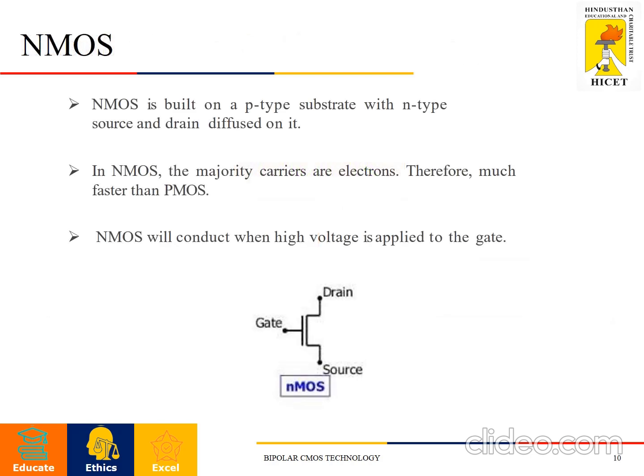See the NMOS technology. NMOS is built on a P-type substrate. The substrate is the base, the raw material, and over it the N-type source and drain materials are diffused on the P-type substrate. So to fabricate an NMOS transistor, we take the opposite material, a P-type substrate, since the opposite of N is P. We take P as the raw material, and over that we do the source and drain diffusions. The NMOS majority carriers are electrons, therefore it is much faster than the PMOS material, and this is the symbol for the NMOS transistor.